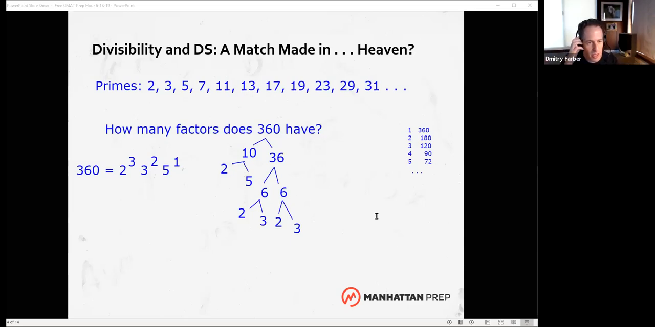Well, I could do the same thing here. I could say, well, if I'm going to make a factor of 360, I can put in 5 or no 5. So can we agree that when I'm looking at assigning a 5 or not, I have two choices? I have two ways I could decide to use the 5. I could multiply it in to make a factor, or I could not, yeah? So how many choices do I have as far as using 3s? How many ways could I arrange using 3s to make a factor?